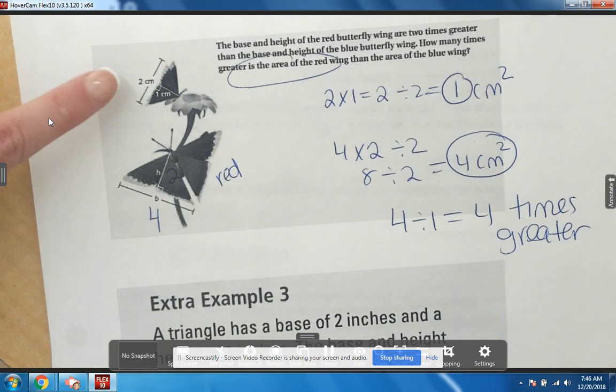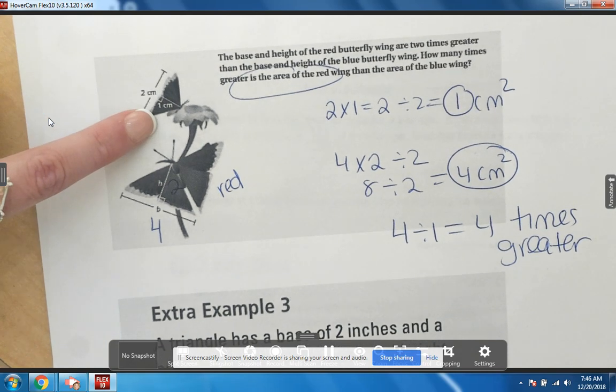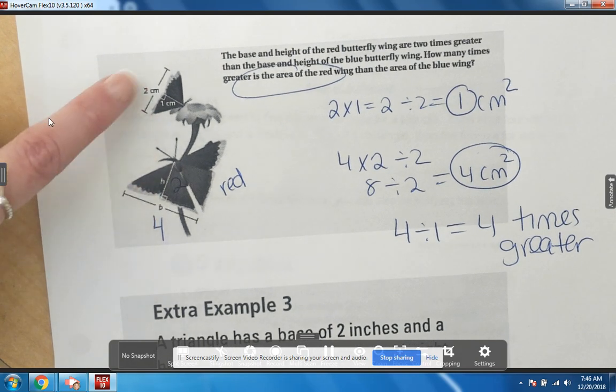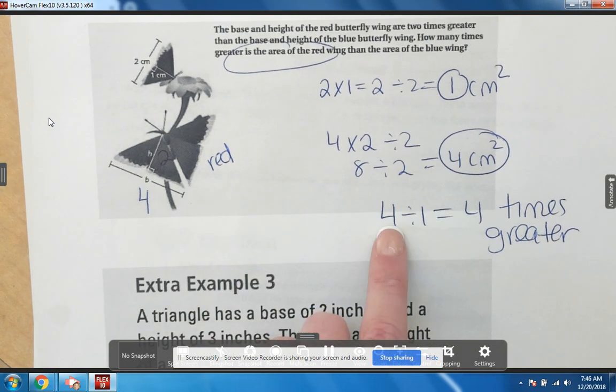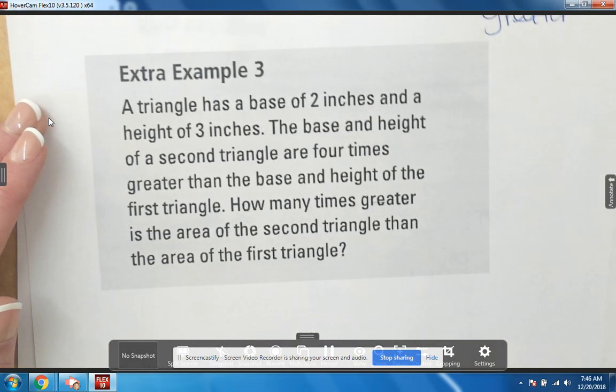Okay, so for step 1, I doubled both of these dimensions because it said that they were 2 times bigger. Then I found the area of both, base times height divided by 2. And then I took the 2 areas and I just divided them. So I'm going to have you guys try this one.